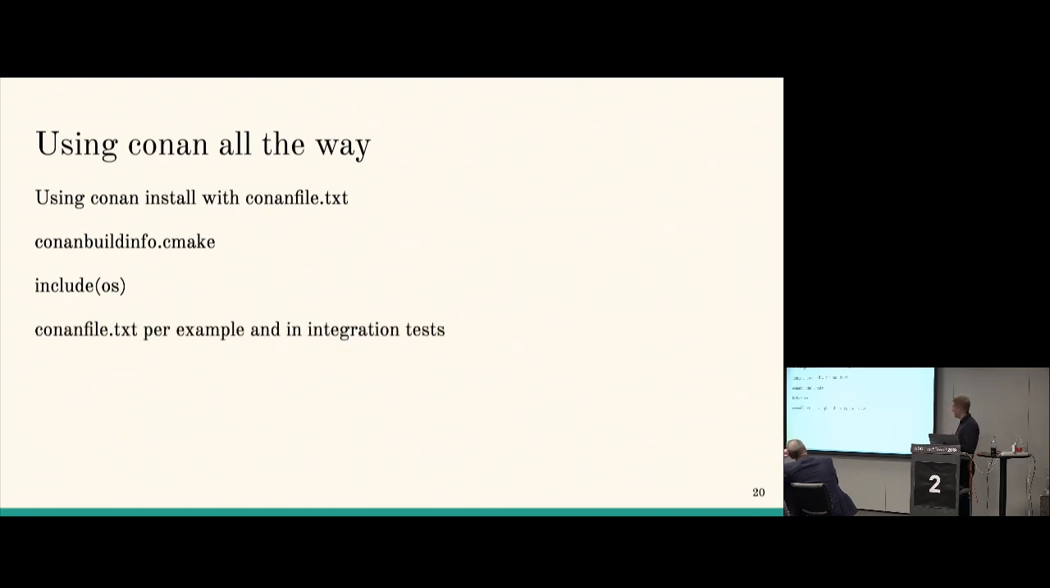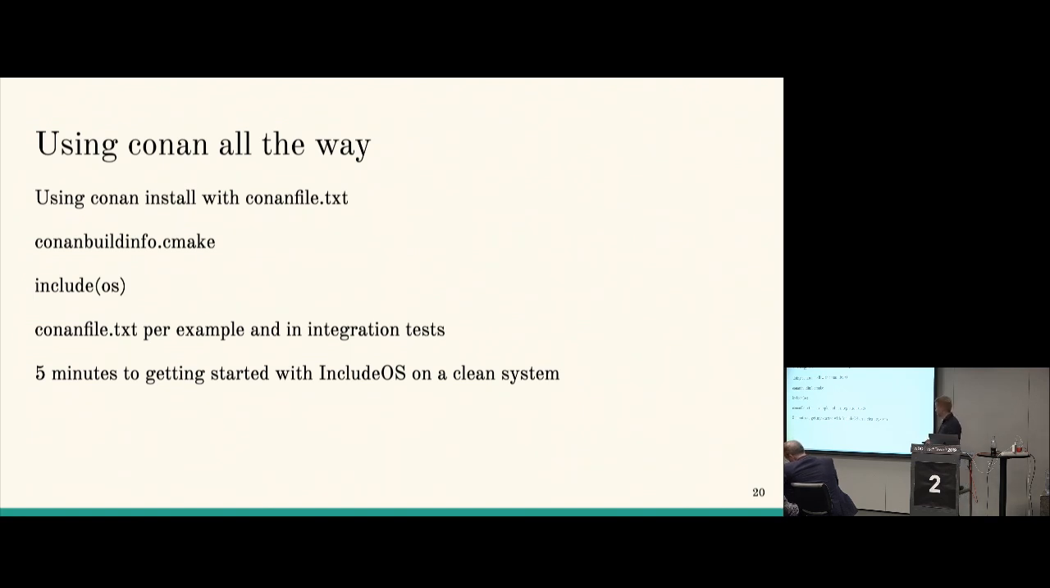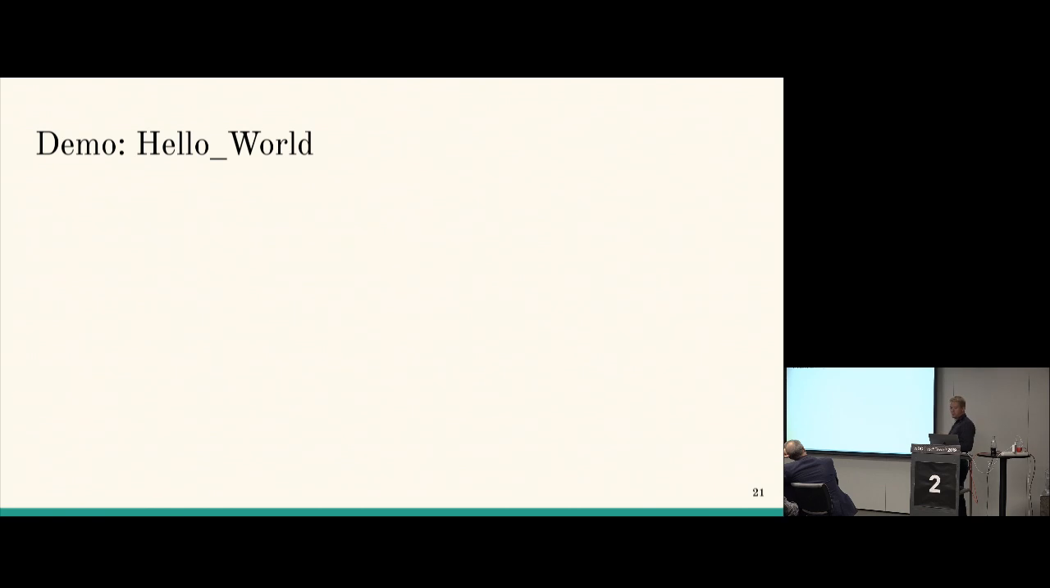And also we added the conanfile.txt for every single example and started using it in our integration tests as well. And this is part of the usability factor, when it takes 5 minutes on a clean system to download all your dependencies and build an IncludeOS VM and run it. And you also get a full dependency graph, so it's a nice feature. So it's demo time.